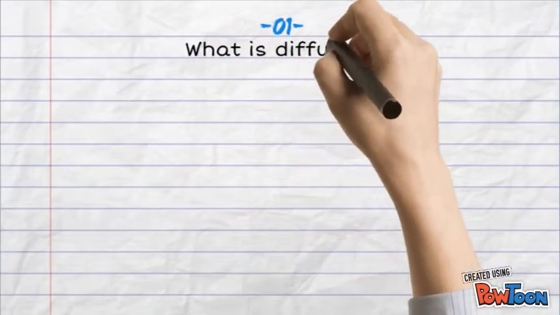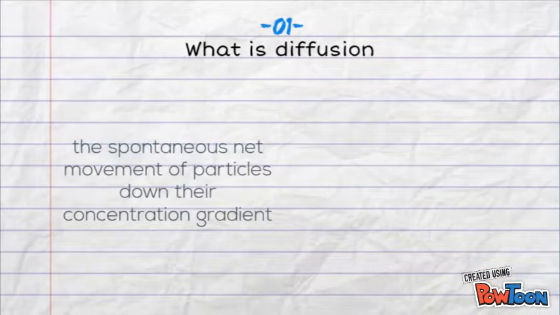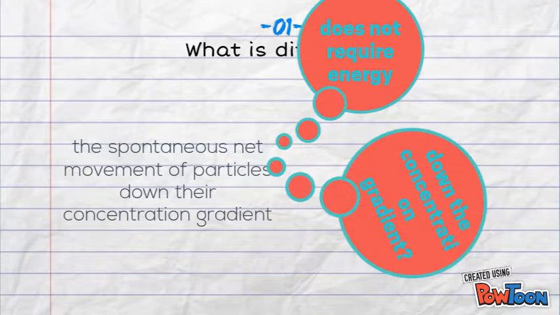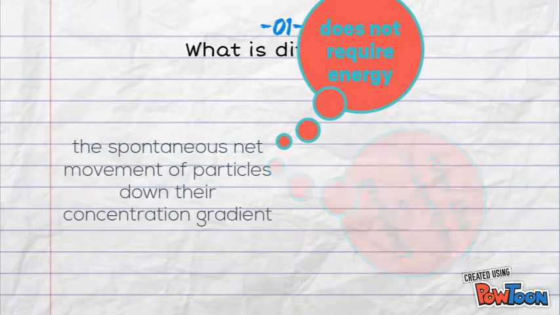By definition, diffusion means the spontaneous net movement of particles down their concentration gradient. The word spontaneous in this context means that this process does not require any additional energy. But what does down the concentration gradient mean?